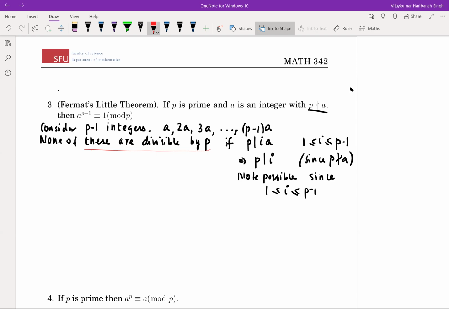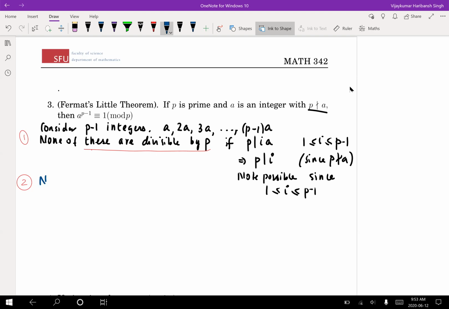Now note that none of them are congruent modulo p as well. So this is claim 1. Claim 2: none of these, a, 2a, ..., (p minus 1)a, are congruent modulo p.